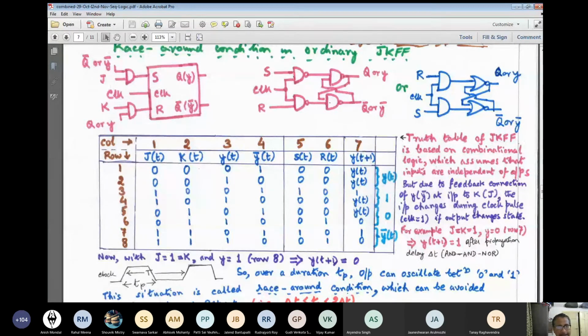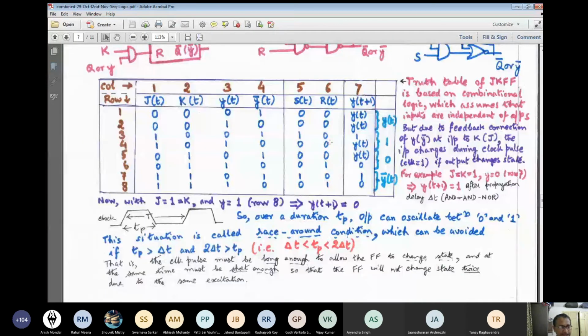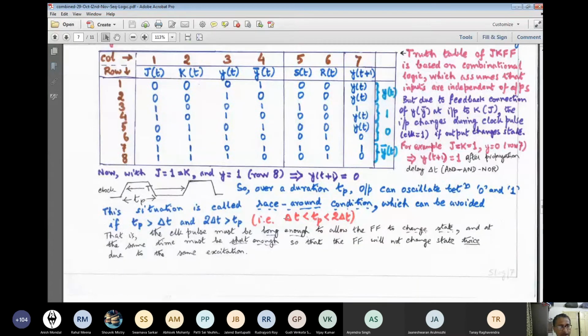Similarly here, this AND gate, this AND gate, this NOR gate, this NOR gate. So 2 AND gates plus 2 NOR gates, or 1 AND gate and 3 NAND gates. This total delay I am referring to as delta T, whereas TP stands for the on time of the clock, so long as the clock remains at 1. So I have to satisfy this inequality. That means delta T should be less than TP, less than 2 delta T.